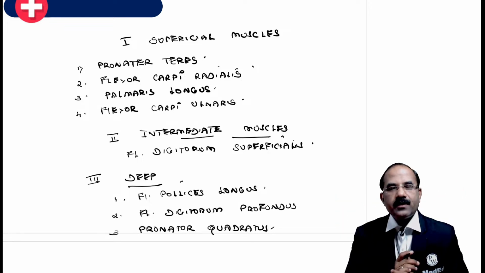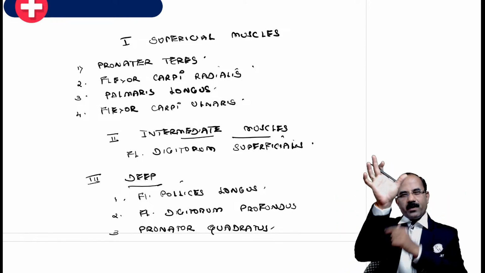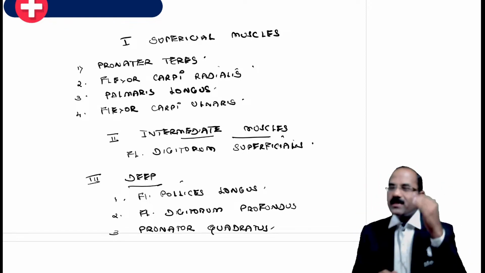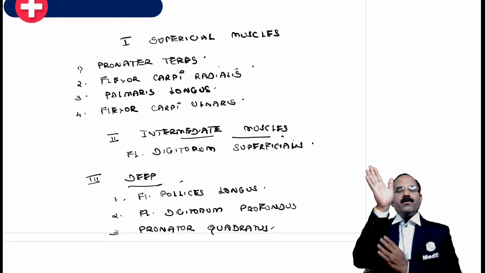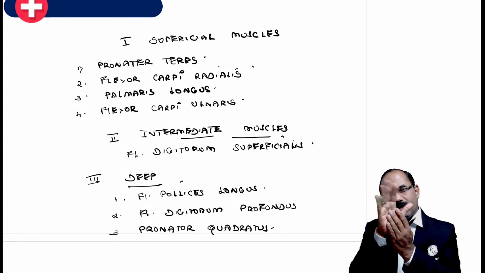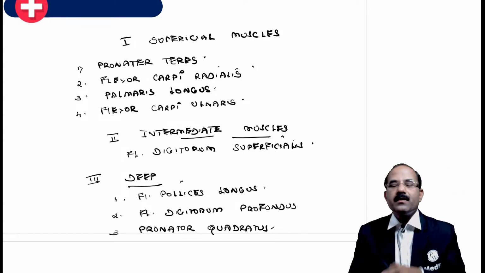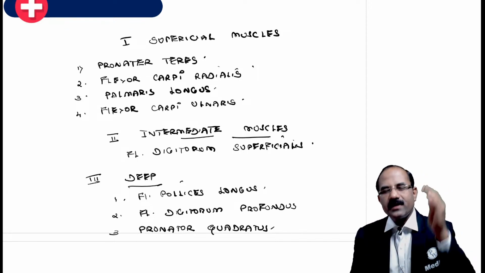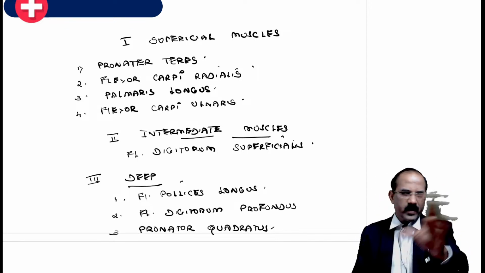So these are the deep muscles. The one which begins from the radius, goes to the thumb, and does flexion of the thumb, ऐसे याद रखना आपको, flexor pollicis longus. A muscle which begins from the ulna, goes to the digits, and causes flexion of the digits is a deep muscle, therefore flexor digitorum profundus. And the third muscle is a quadrangular muscle, the pronator quadratus. Perfect.